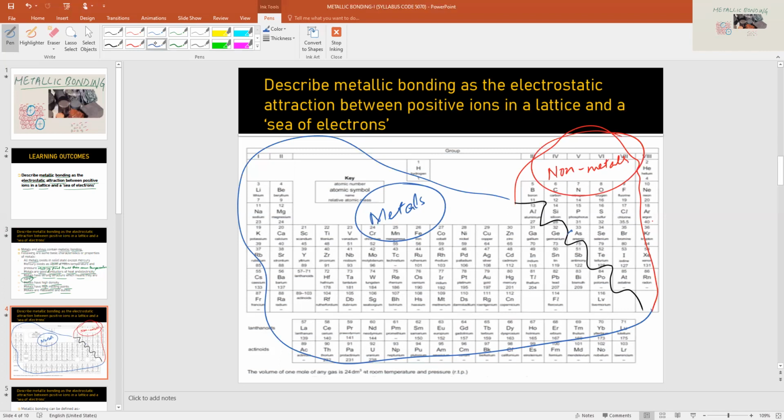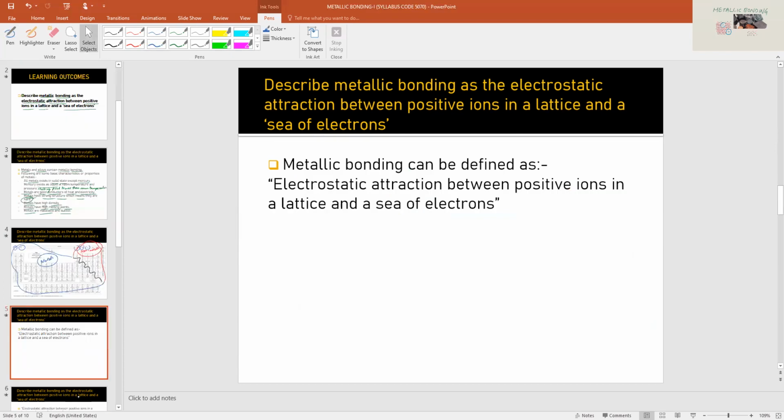All the metals contain metallic bonding. These are the metals: group 1 metals, group 2 metals, group 3 metals. Even in groups 5, 6, 7 you have metals below these. Whatever elements are present below the staircase line are metals. Metallic bonding can be defined as electrostatic attraction between positive ions in a lattice and a sea of electrons.